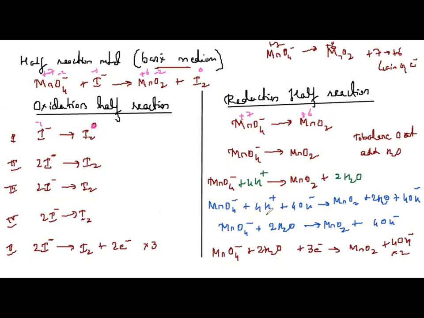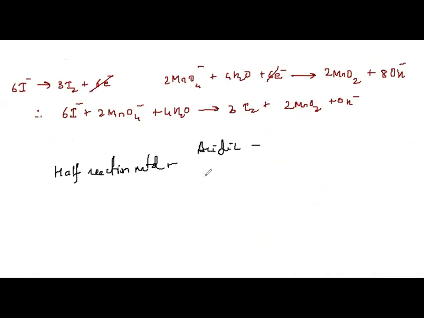In basic medium, what we will do? In basic medium, to balance oxygens, we will add H2O molecules on the other side. Then required number of H plus ions on the opposite side. But along with that, how many H plus ions you have added? The same number of OH minus ions you will add on both the sides of the reaction, that is reactant side and product side. Now example here, it is 4H plus 4OH minus. It becomes what? It becomes 4H2O. Correct. And here it becomes 2H2O plus 4OH minus. So 2H2O, 2H2O cancels. What remains is 2H2O and 4OH minus. So this is what we do in basic medium.